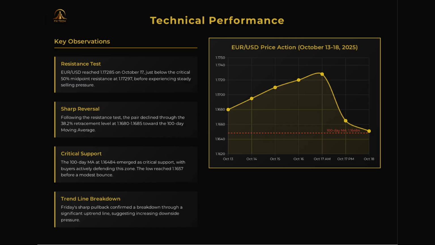The 100-day moving average at 1.16484 emerged as critical support, with buyers actively defending this zone. The low reached 1.1657 before a modest bounce. Friday's pullback confirmed a breakdown through a significant uptrend line, suggesting increasing downside pressure. The chart clearly illustrates this volatile price action and the importance of the 100-day moving average.